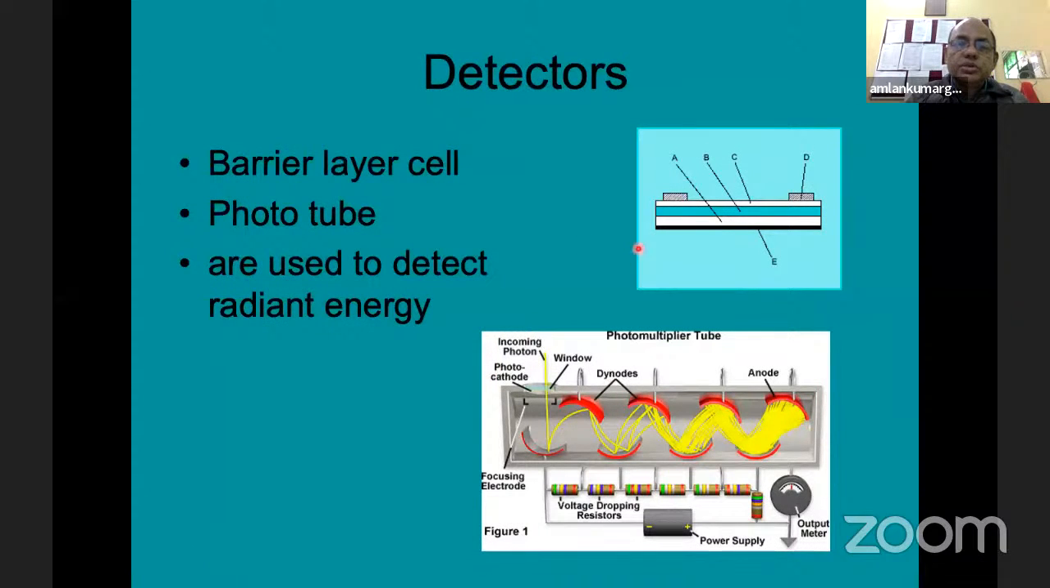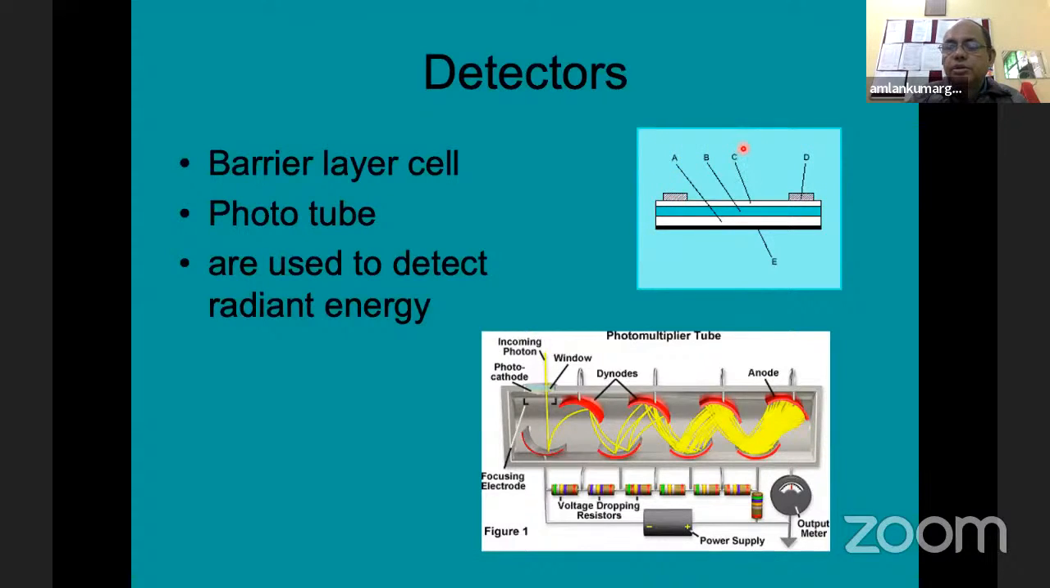Now the detectors could be a photomultiplier tube or a barrier layer cell. The barrier layer cell has different materials. Over here, when photons fall onto this material, which is a semiconductor, it liberates electrons, and these electrons can be collected. If you connect it through a circuit, electrons will flow through this circuit.